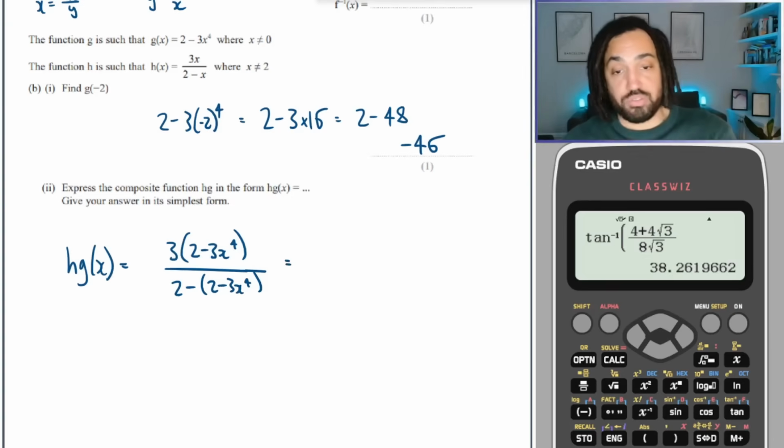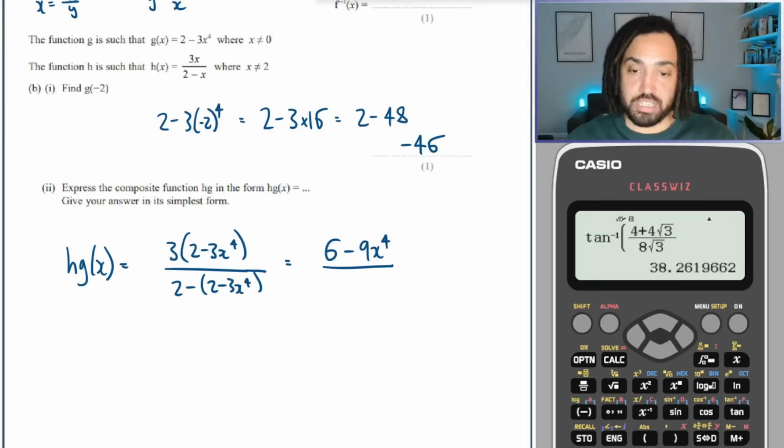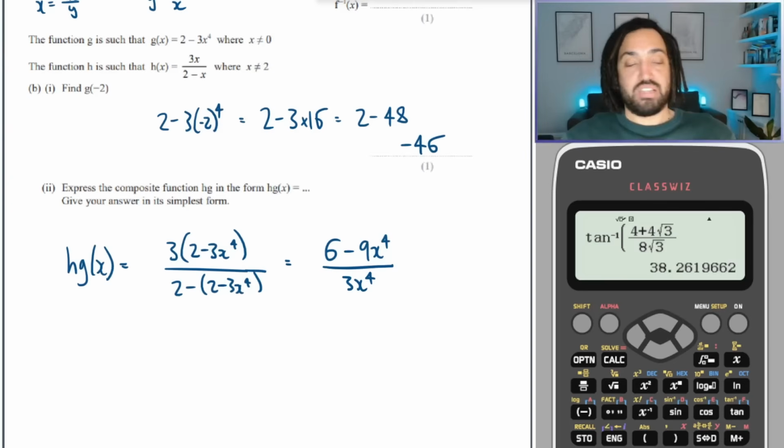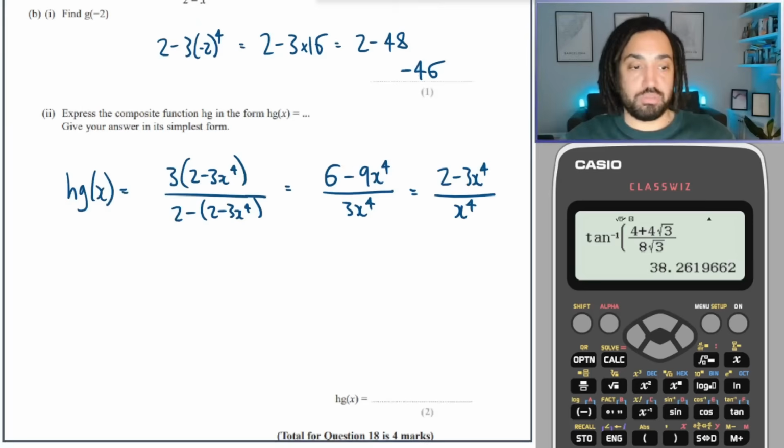Okay, put in its simplest form, so let's expand out the brackets on top, which is going to give me this. And let's expand the brackets on the bottom. So I'm going to get 2 minus 2, which is 0, and the negative is going to apply to the negative 3, so that's going to become positive 3. And I think that is the... oh no, not quite the simplest form. We can divide everything through by 3. So it's 2 minus 3x to the 4 all over x to the 4. And that is the simplest form. Job done.